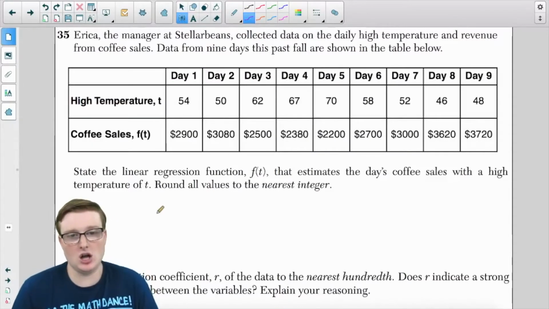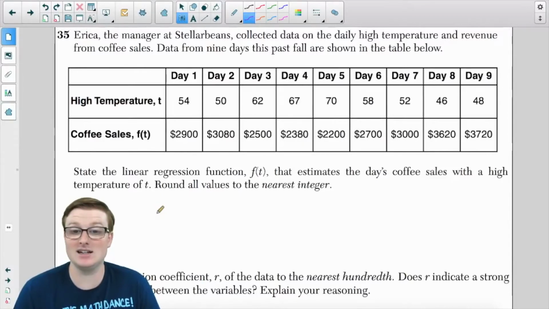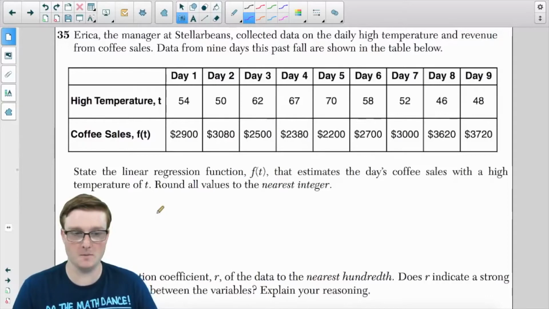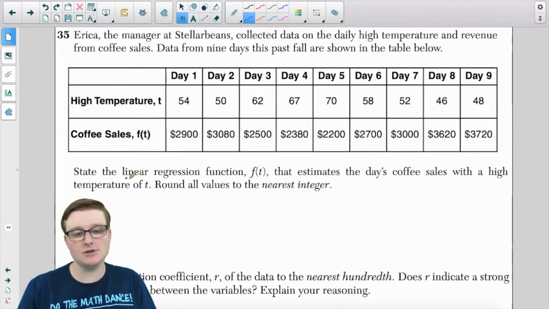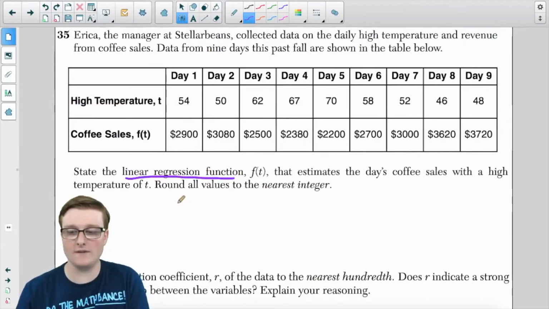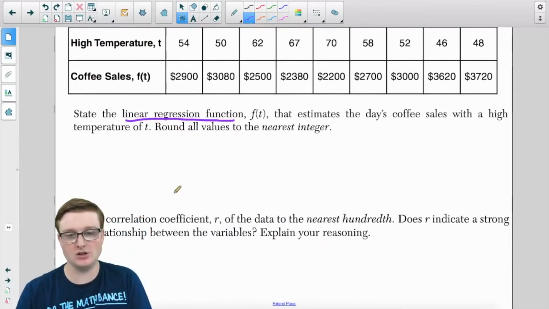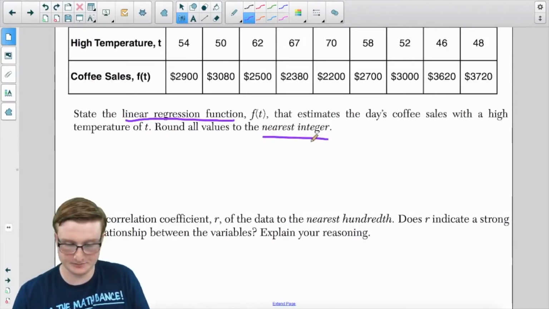Erica, the manager of Stellar Beans, collected data on the daily high temperature and revenue of coffee sales. Data from 9 days this past fall are shown in the table below. State the linear regression function f of t that estimates the day's coffee sales with a high temperature of t. Round all values to the nearest integer.